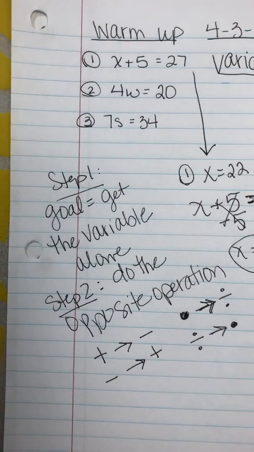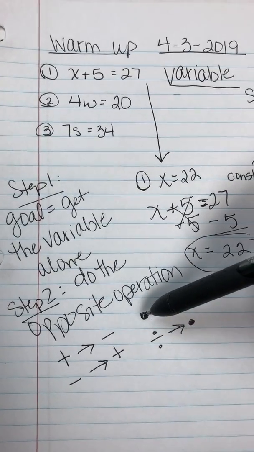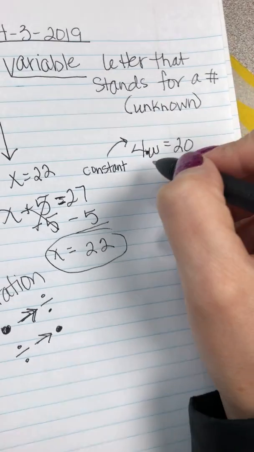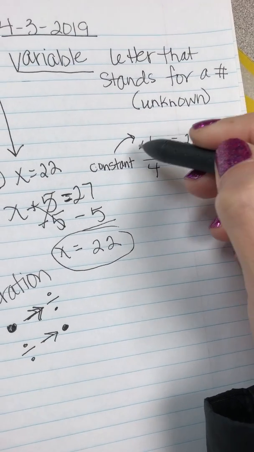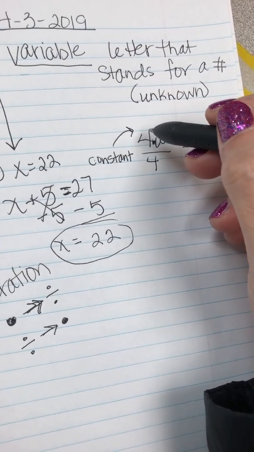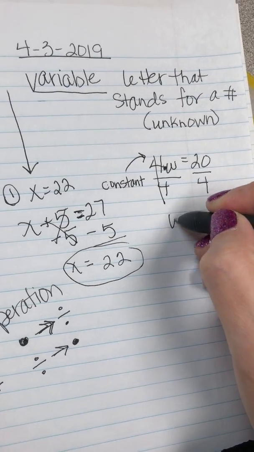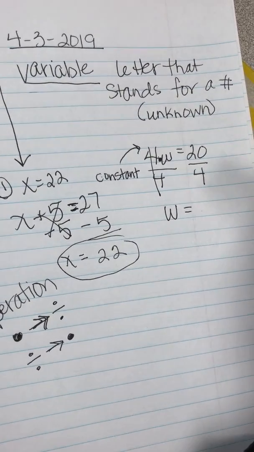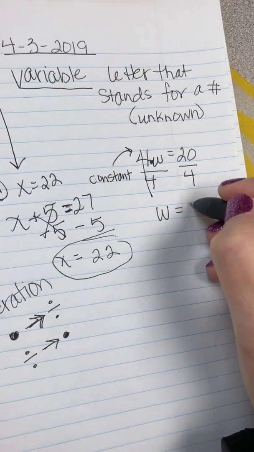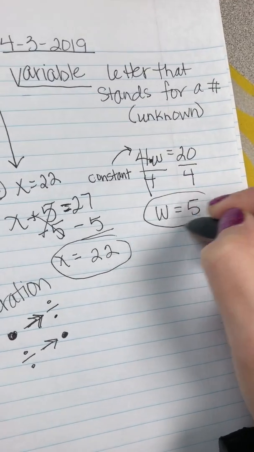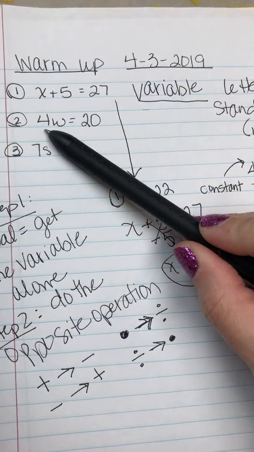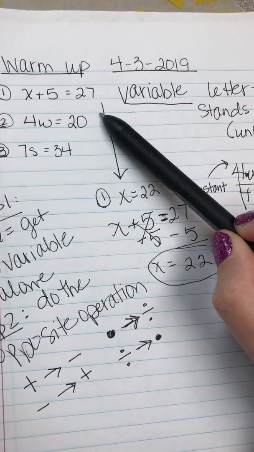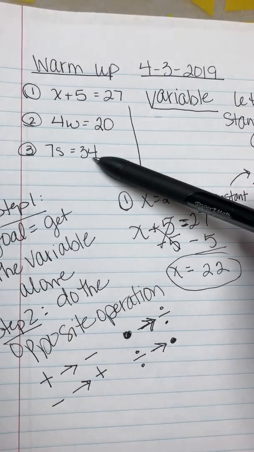Well, what's step 2? Do the opposite operation. The opposite of multiplication is division. So I'm going to divide by 4, divide by 4. 4 divided by 4 is 1, so this just makes it W, because 1W is just W, and 20 divided by 4 is 5. So we know that W equals 5. Always put W equals 5 in a circle. You could have done that one in your head, 4 times 5 is 20, but I want to show you the steps, because problem number 3 is not one we can do in our head.